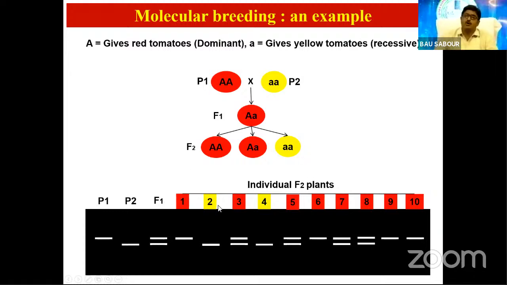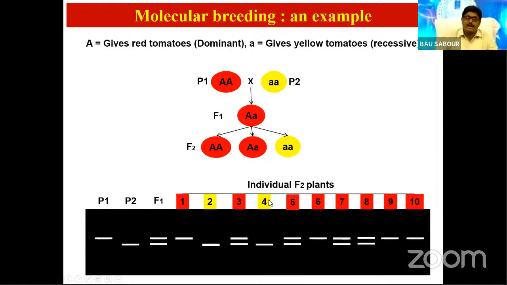But I have identified two plants, plant number 2 and plant number 4, which are producing the band size just like parent 2, which is bearing the yellow fruit. So out of these 10 plants, if my breeding objective is focused on development of yellow colored tomato lines, I can discard plant numbers 1, 3, 5, 6, 7, 8, 9 and 10, and I can select plant number 2 and plant number 4.